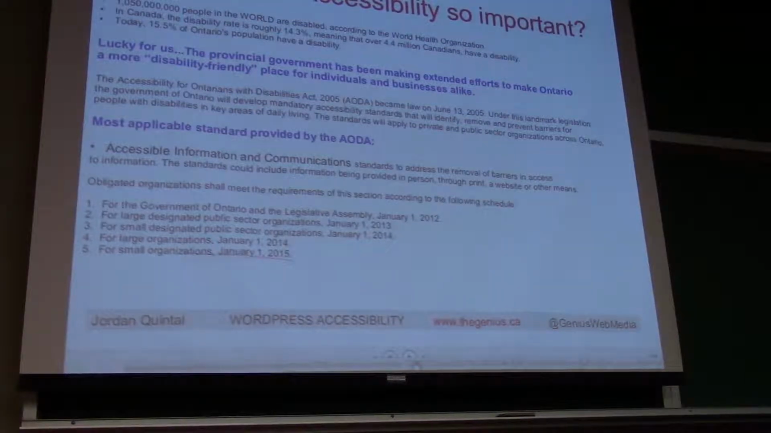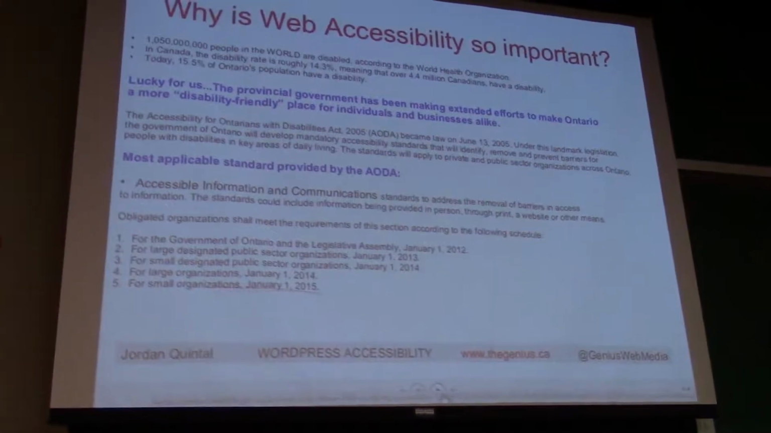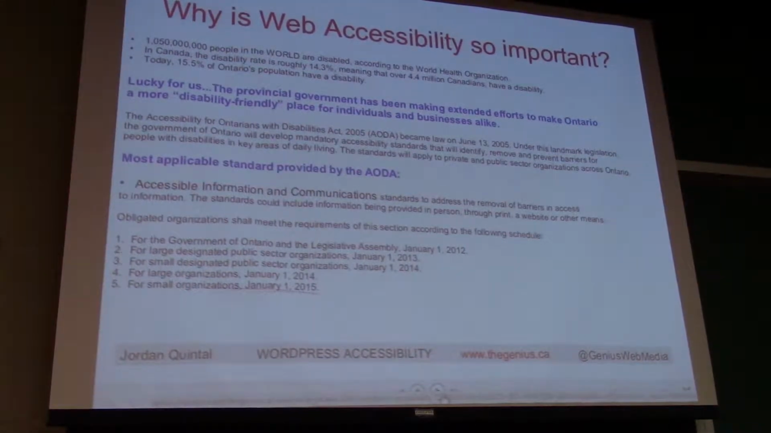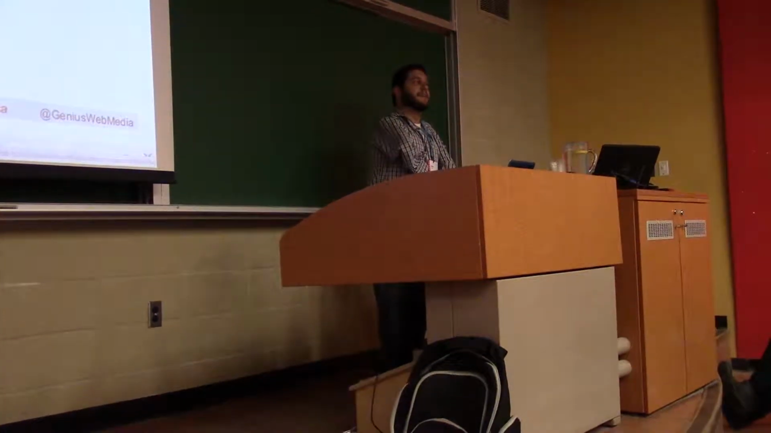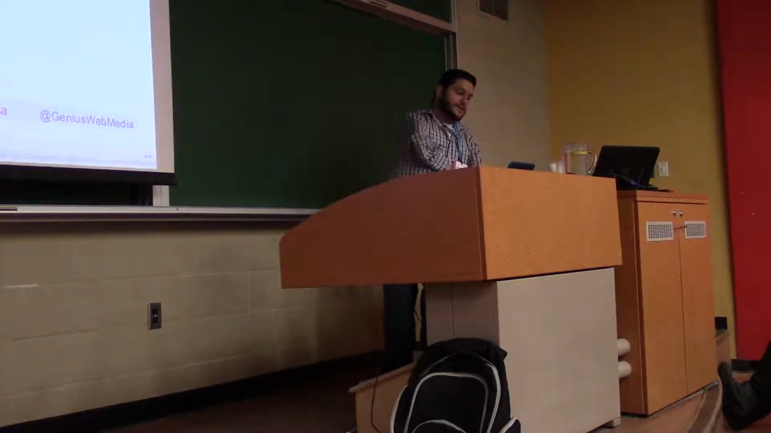In Canada, the disability rate is roughly 14.3%, meaning that over 4.4 million Canadians have a disability. So that's 4.4 million potential viewers or potential audience to your site that you may or may not be capturing, depending on how well your website is accessible.